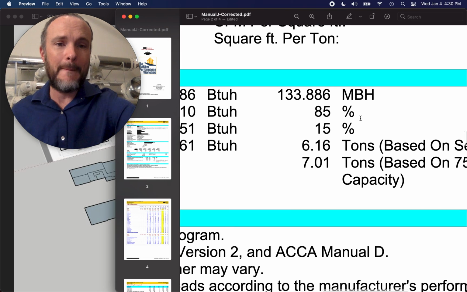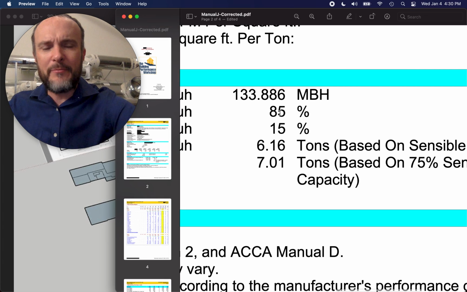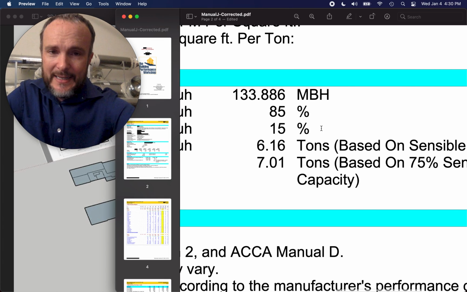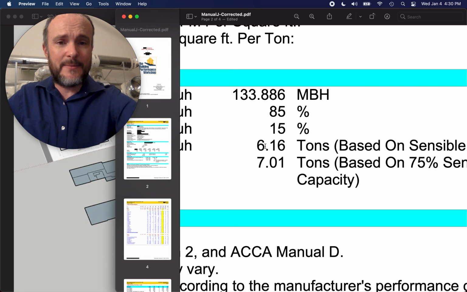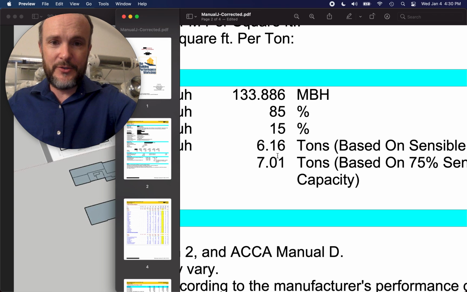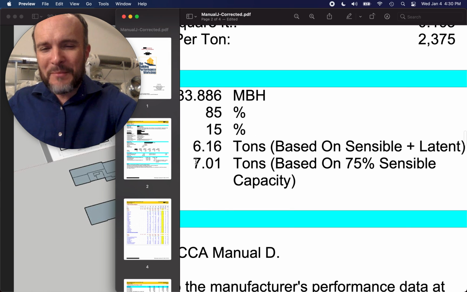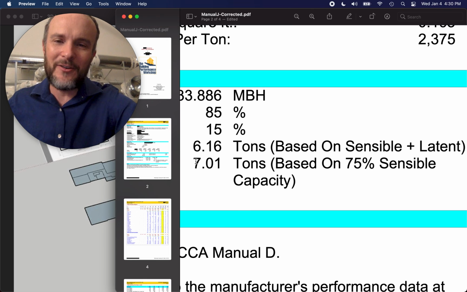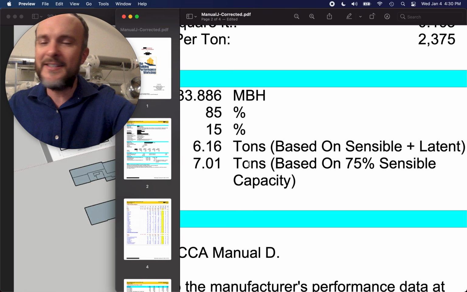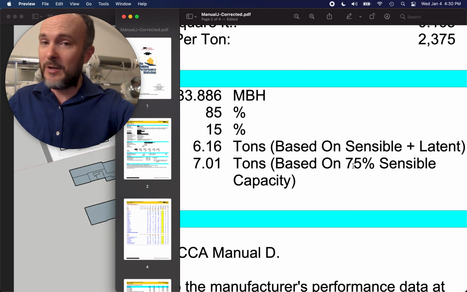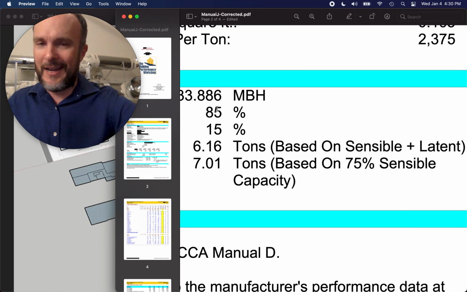That we'll put to the side. But right here, 85% cooling, 15% drying. This is called sensible latent split. This number right here, 6.16, is really what you want to use because that is based on sensible plus latent. This number, which I hate that they include at all, 7.01 tons, totally disregard because it is based on 75% sensible capacity, which we don't have. We have 85%. So you can just ignore this.